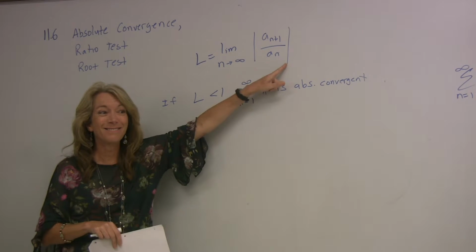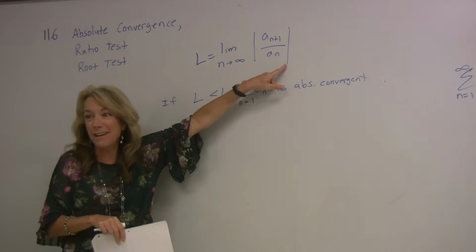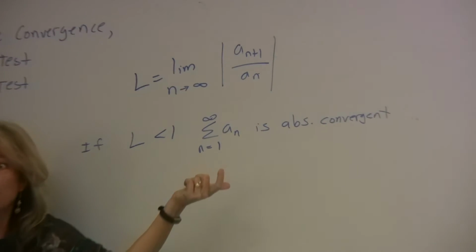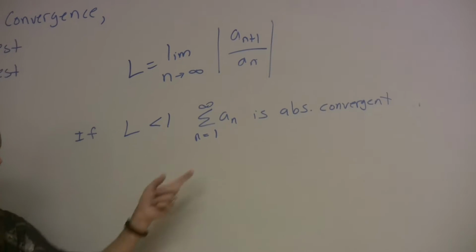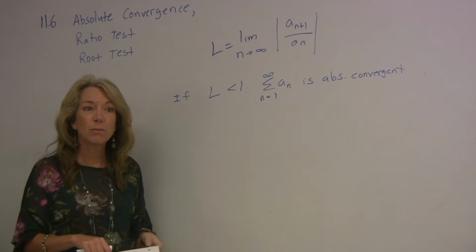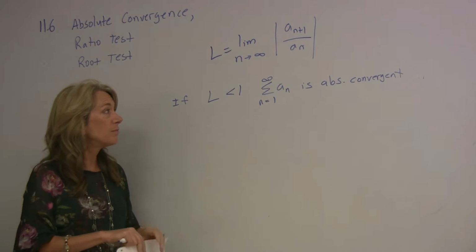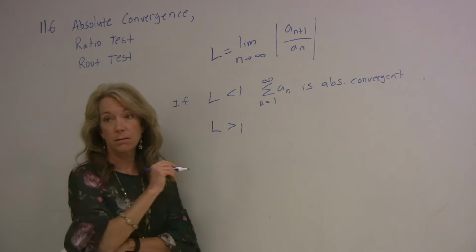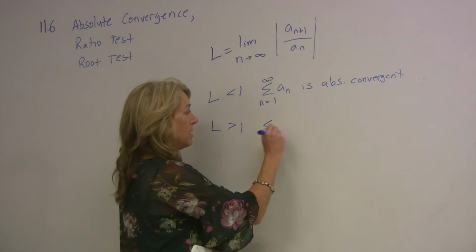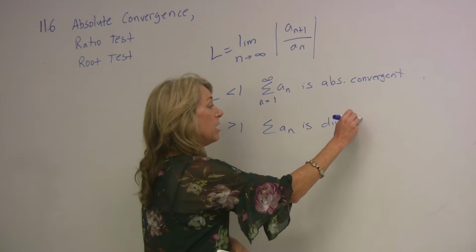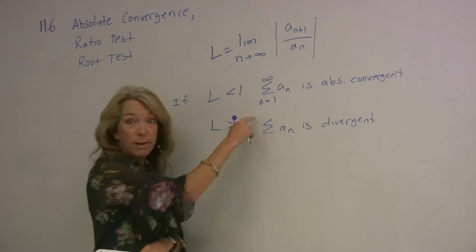Here's a hint. We took absolute values up here, right? If you're taking absolute values and looking for an R, you're taking absolute values of everything. So you could just say it's convergent, but it's also absolutely convergent. We really just care if it's convergent. If L is greater than 1, then the series is divergent. So both of these go along with what we know about geometric, right?